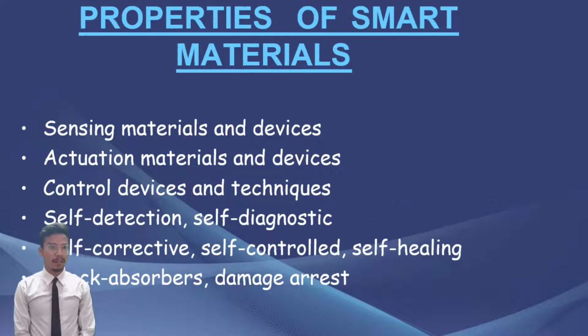The next slide is properties of smart materials. It has properties that react to change in their environment. This means that one of their properties can be changed by an external condition such as temperature, light, pressure, voltage, or chemical compounds. This change is reversible and can be repeated many times. Here are some points: sensing materials and devices, actuation materials and devices, control devices and techniques, self-detection and self-diagnostic.